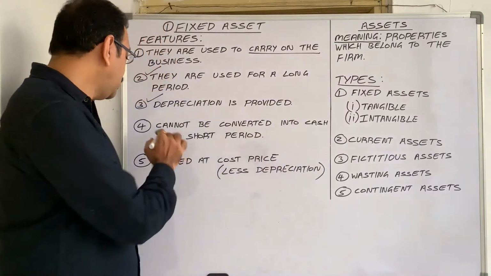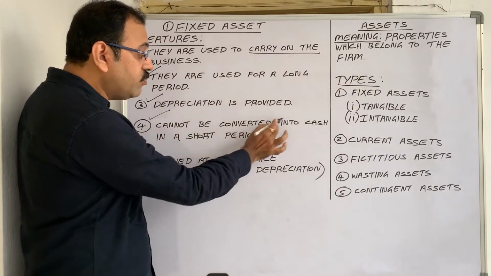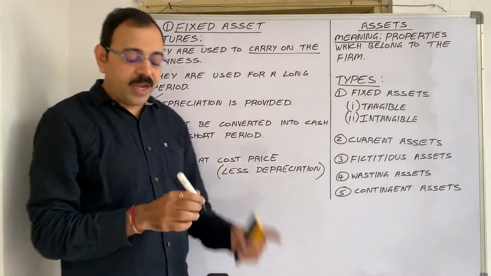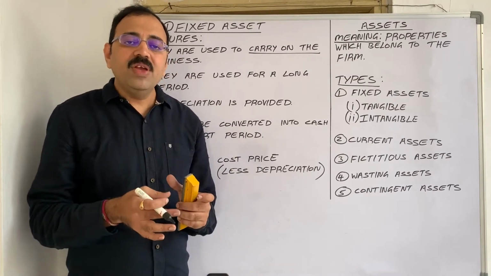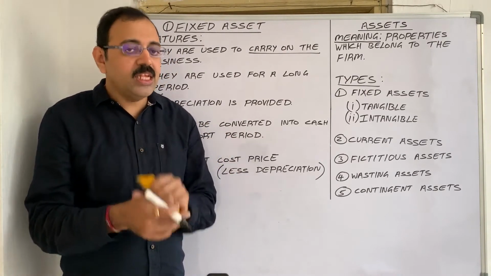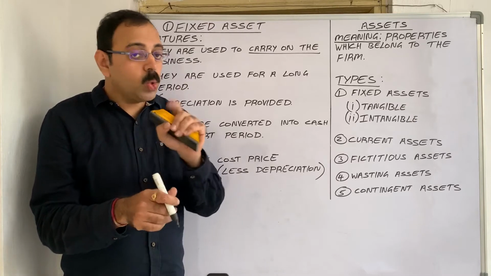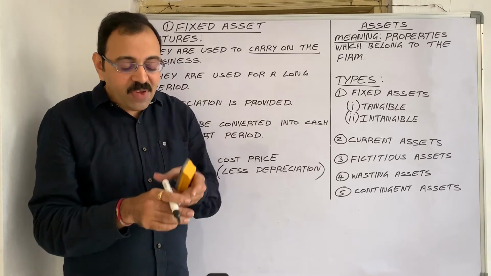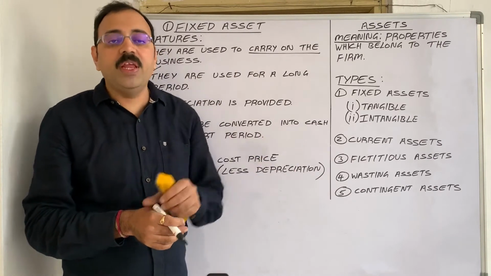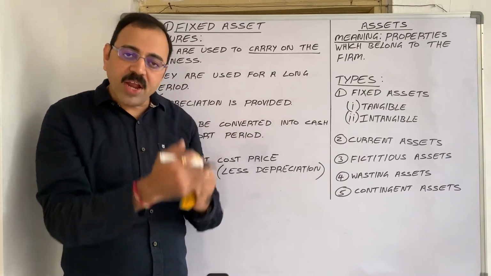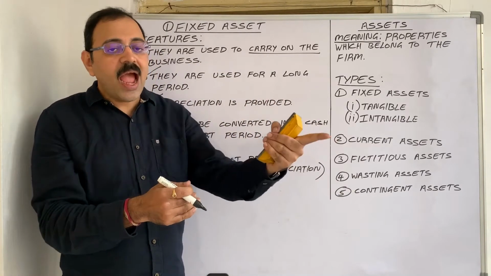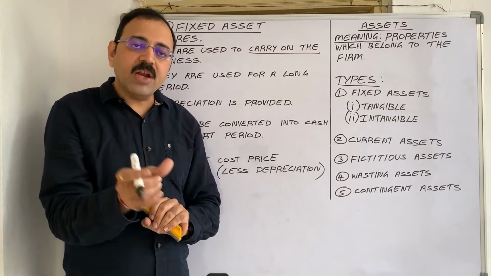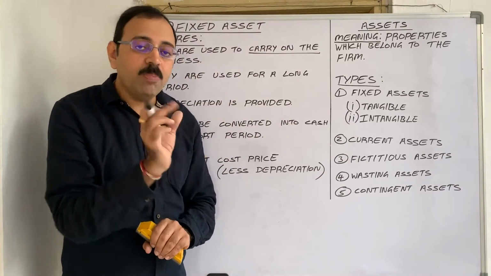The next feature is that a fixed asset cannot be converted into cash in a short period. For example, take this pen. For a firm which is engaged in manufacturing and selling these pens, they come under goods, no? So goods are meant for resale purpose. When we manufacture this pen, within a short period, nothing but within 1 year, we sell it and we make money on this product. Means what? Goods can be converted into cash within a short period.